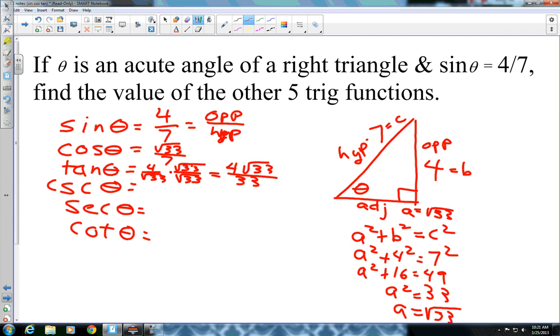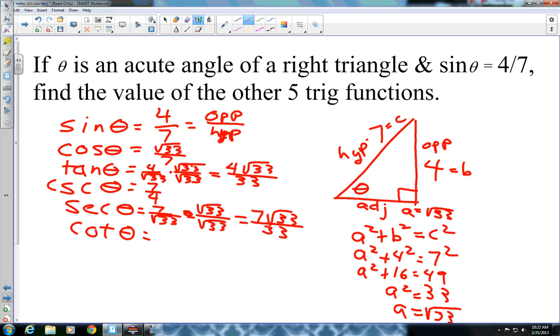Cosecant is the reciprocal of the sine, so it's the hypotenuse over the opposite, 7 over 4. The secant is the reciprocal of the cosine. It's the hypotenuse over the adjacent, so that's going to be 7 over root 33. Multiply that by root 33 over root 33, and you get 7 root 33 over 33. That's the form I want it to be left in.